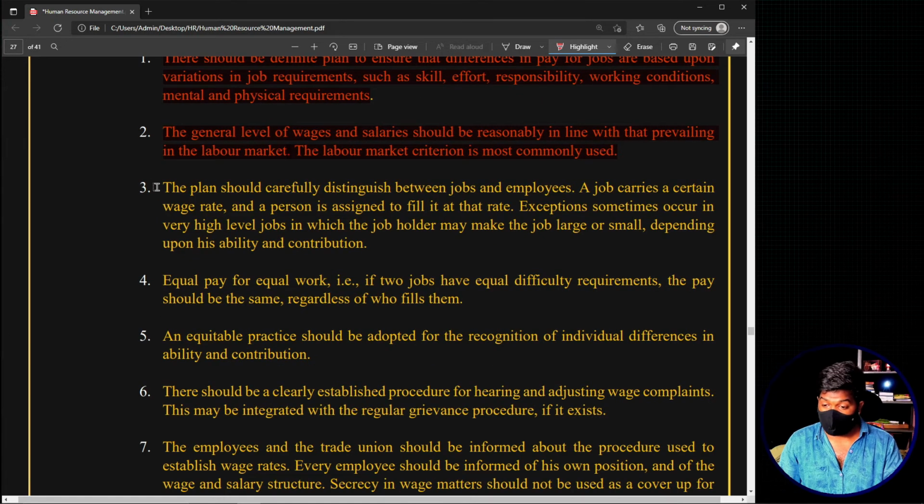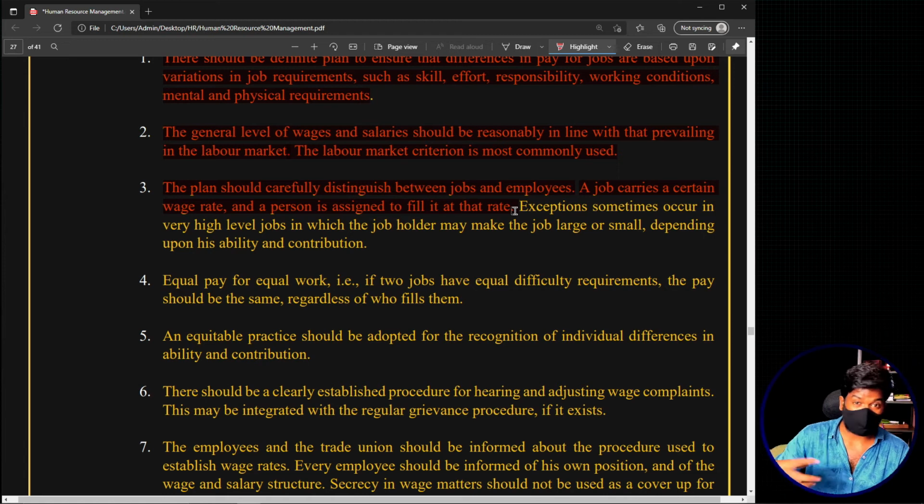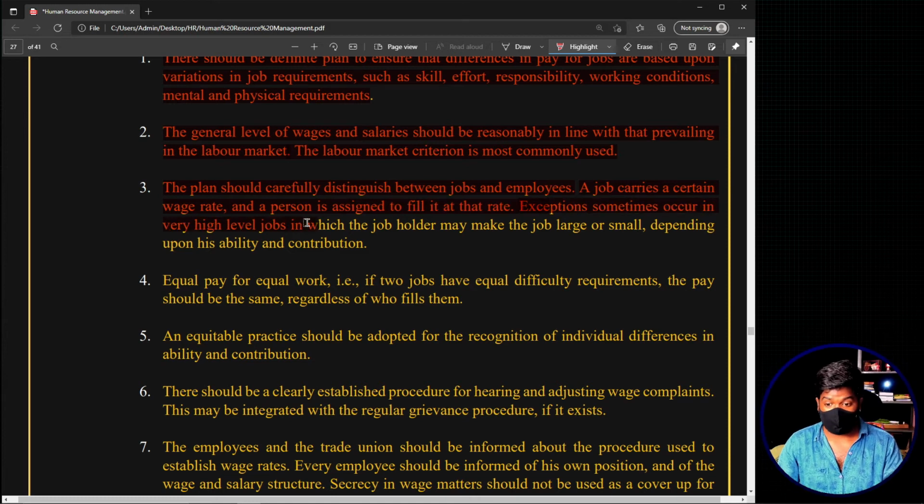Now the third principle is the plan should carefully distinguish between jobs and employees. A job carries a certain wage rate, and a person is assigned to fill it at that particular rate. That means a particular salary is assigned to a particular job, and a person who is performing that job works for the rate fixed for it. Exceptions sometimes occur in very high level jobs, in which the job holder may make the job large or small depending upon his ability and contribution.